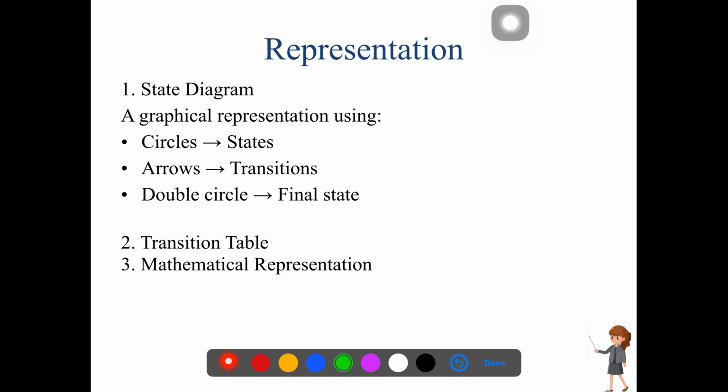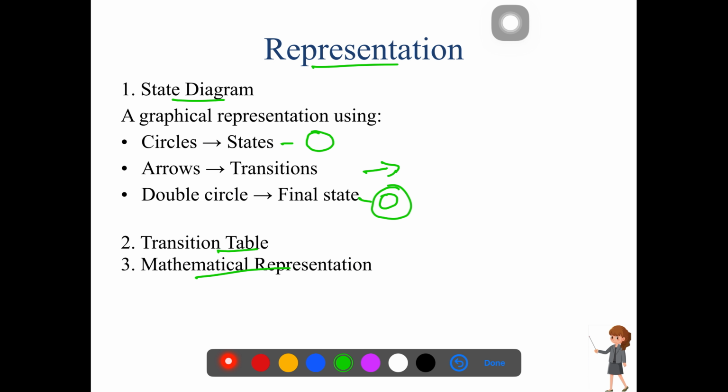Representation of finite automata. Finite automata can be represented in 3 different ways. One is state diagram, another one is transition table, another one is mathematical representation. The state diagram is a graphical representation using circles. Circle always represents the states. Arrows represent the transitions. Double circle is nothing but a final state.